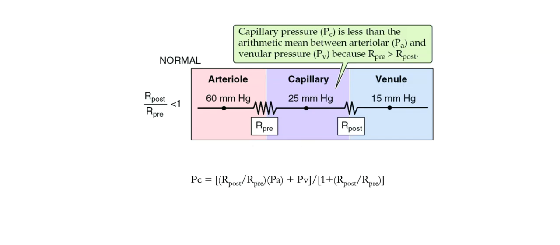Okay, so you can use this equation to calculate it if you want, or if you just want to remember that if you increase the arteriolar side, the precapillary resistor, you're going to have a PC that's closer to PV. If you decrease the arteriolar resistance, you're going to have a higher capillary pressure before getting into the venule system. Okay?